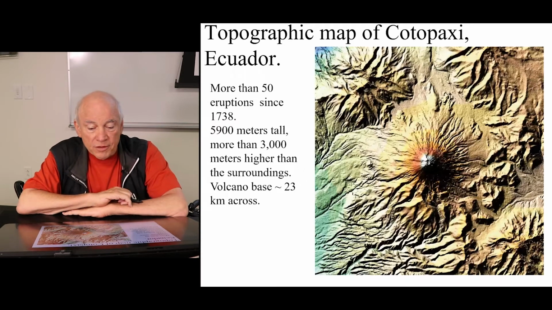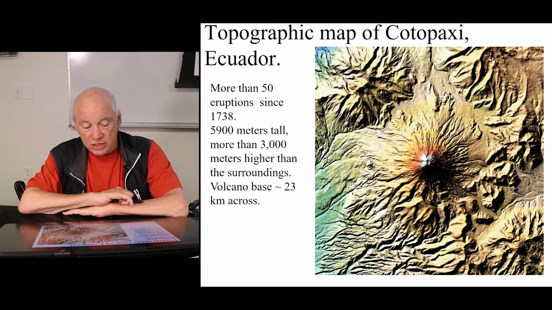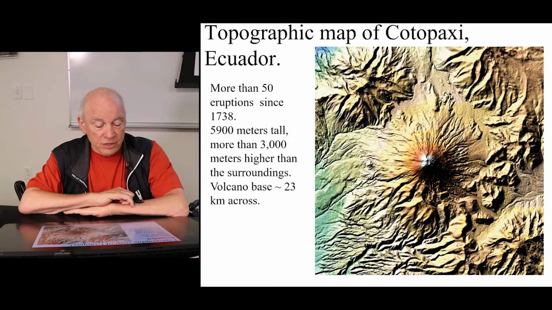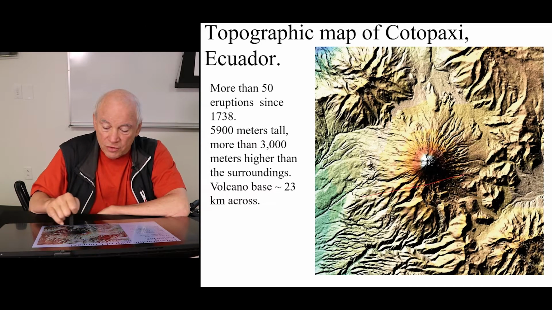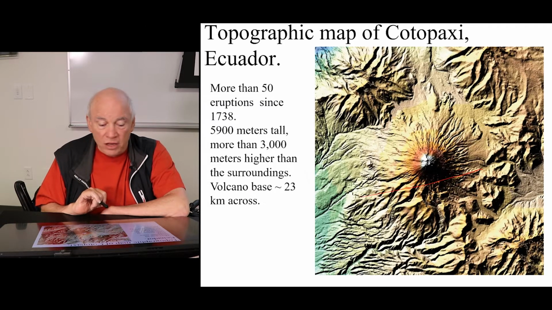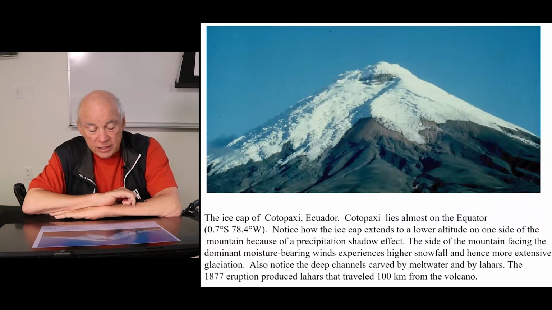This is an example of Cotopaxi, which is a beautiful stratovolcano, a big volcano in Ecuador. It's had more than 50 eruptions since 1738. It's almost 6,000 meters tall and stands more than 3 kilometers above the surroundings. And the base of this volcano is 23 kilometers across. It's a big volcano. Now here you can see the ice cap of Cotopaxi.